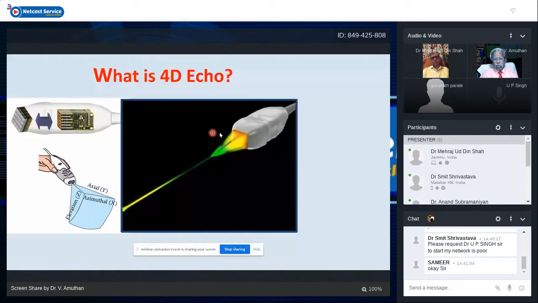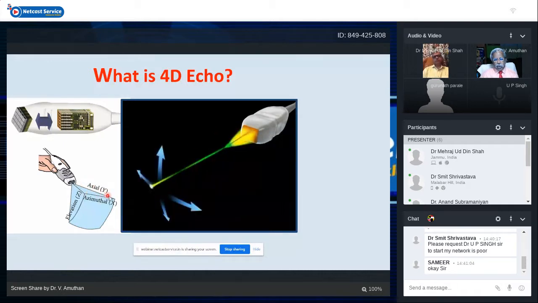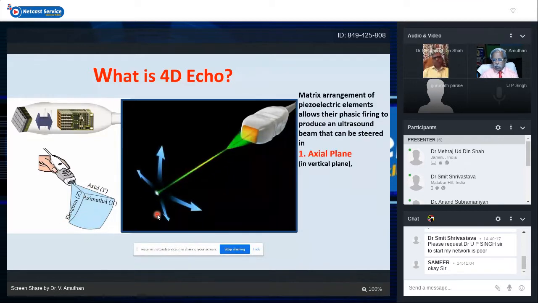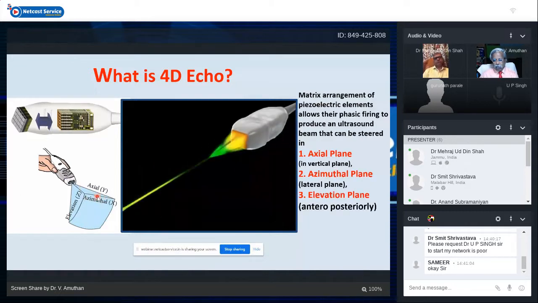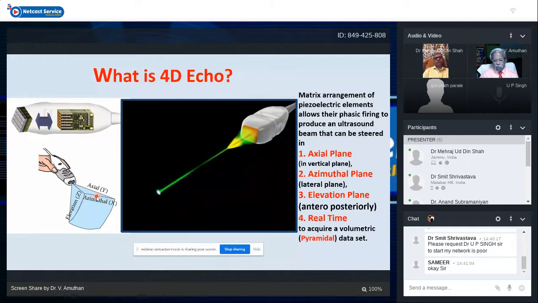So this is in 3D. In 2D you have only two directions. One is the azimuthal plane, the second is the axial plane, the y-axis. Whereas in 3D you have the elevation plane, which is seen here. So axial plane, azimuthal, then elevation plane, and then you have got this done in a live manner in real time. So time is the fourth factor. That is the 4D echo.